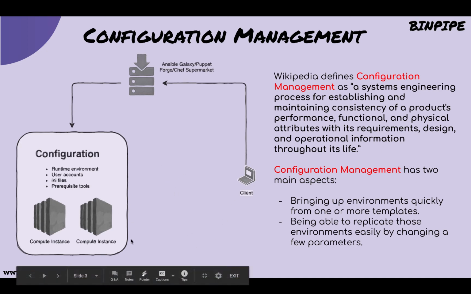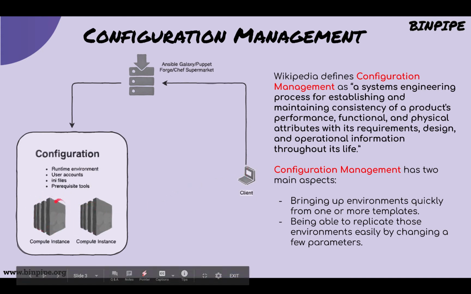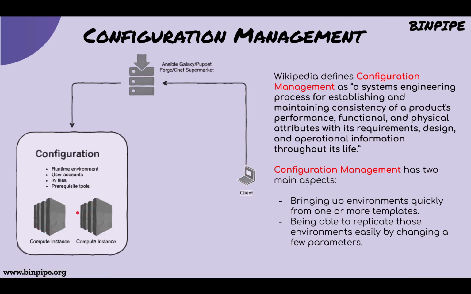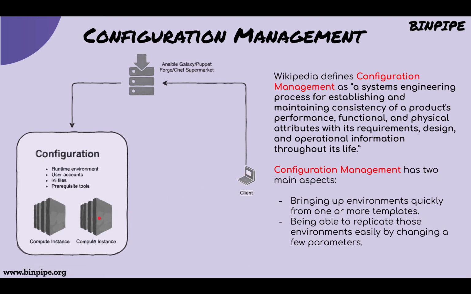So let's look at this diagram. Here is the client, and say these are the servers, the compute instances. You have 50 different servers stacked up here, and this is the client, which could be your laptop, and you have your configuration here. Now you want to apply that particular configuration on all the 50 different servers. If you do it yourself, you would have to SSH into each of these servers and make the change.